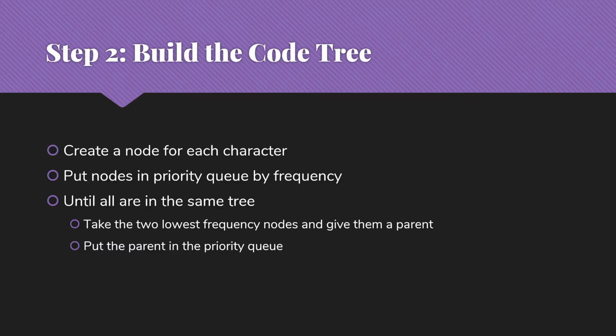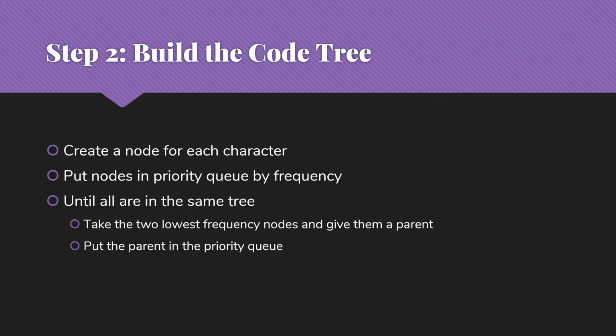So I'm basically going to create a forest of trees, each of which has one character. I'm going to put the nodes, the roots of all those trees, into a priority queue based on the frequency for that node, which in this case is going to be the frequency for the character. Then as long as I have more than one tree, I'm going to take the two lowest frequency nodes, so the lowest frequency trees that I have, and I'm going to give them a parent. Make a new node, adding the two frequencies together for the frequency of this subtree, basically. And then I'm going to put that parent back in my priority queue.